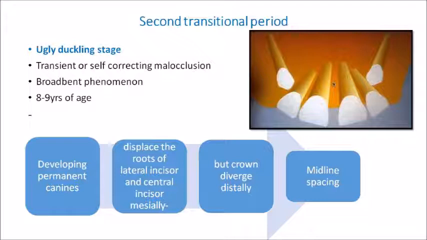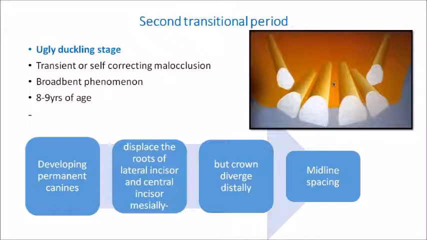Most of the time, the parents as well as the kid find it very apprehensive and they will approach the orthodontist for treatment. But please understand that this is a self-correcting malocclusion, or a transient malocclusion. That is, later when the canines erupt and release the pressure on the roots of the incisors, the teeth tend to align themselves without any intervention. So please note that there is no need for any orthodontic treatment for the ugly duckling stage or the midline diastema which appears during this period. It will get corrected by itself.